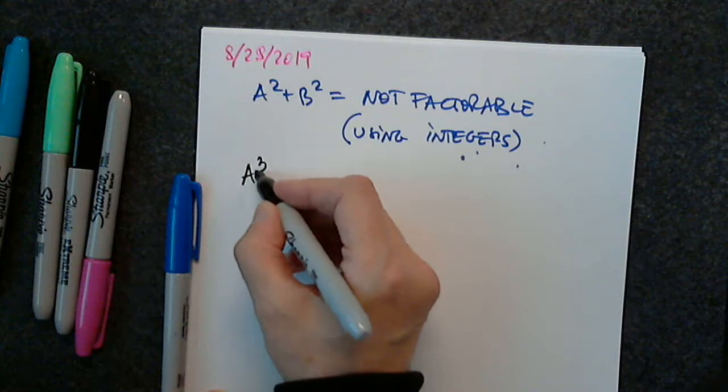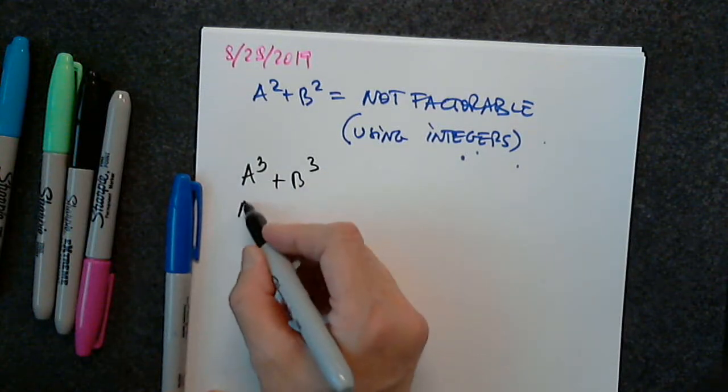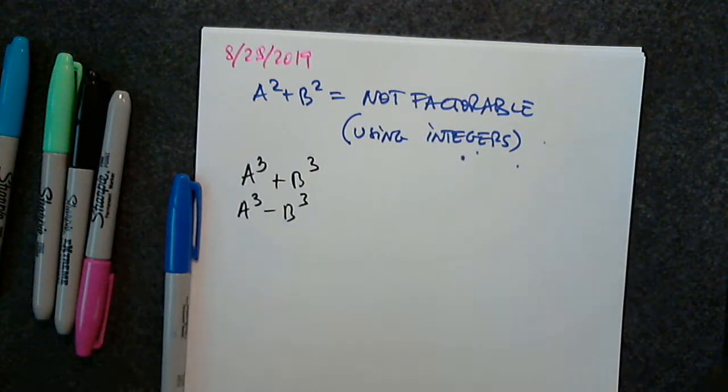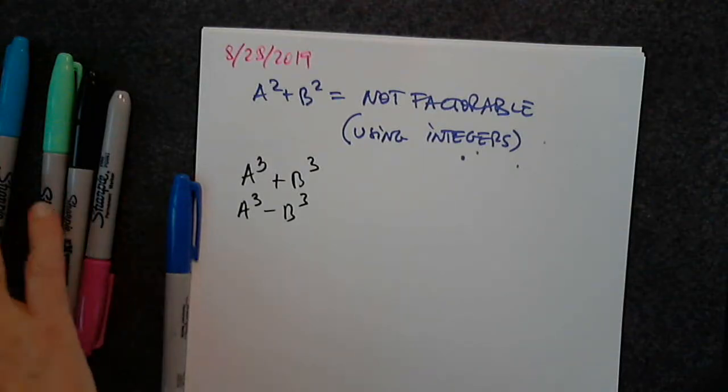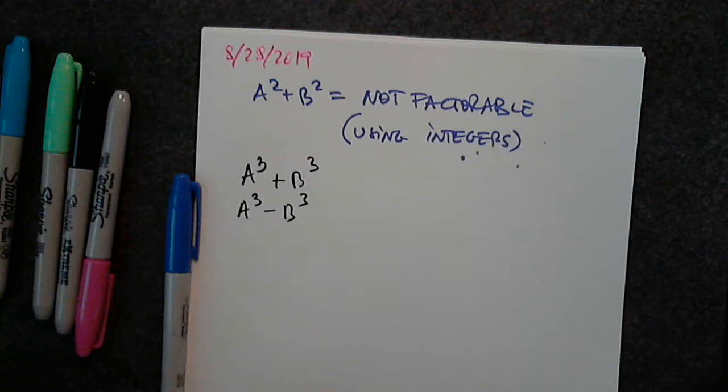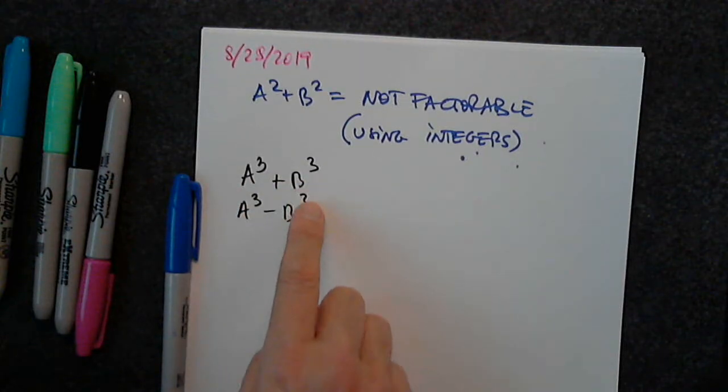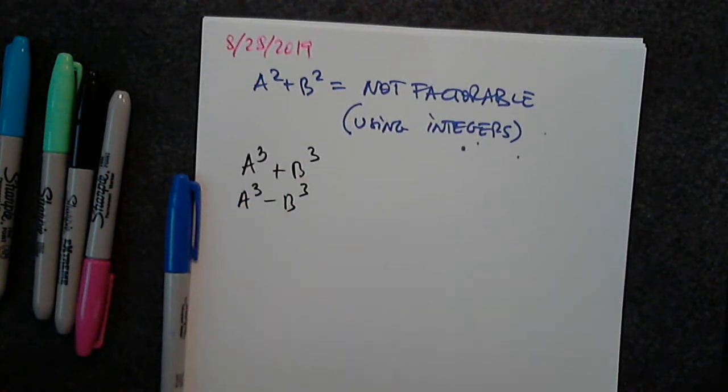We do have two other special products. First of all, what do you think these are called? Just give it a shot. Of course, the sum of cubes and the difference of cubes. These are cubes, right? They are factorable. So the sum of cubes and the difference of cubes are factorable.